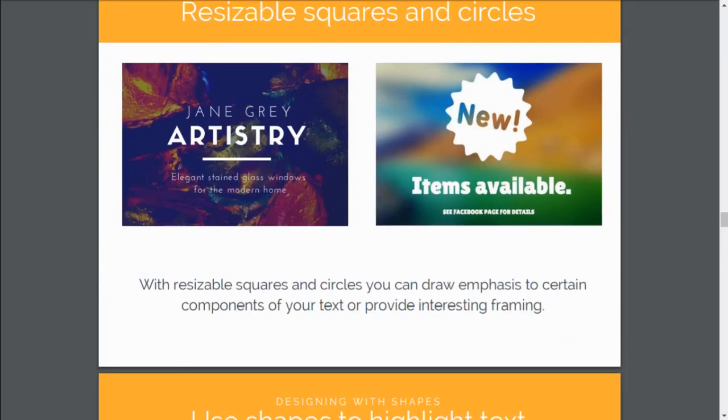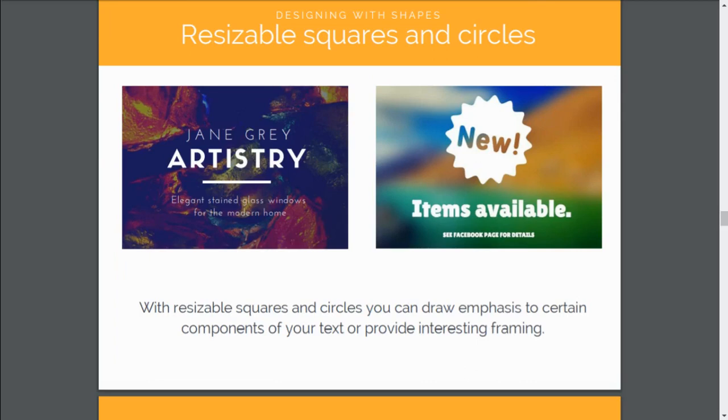Shapes. With resizable squares and circles, you can draw emphasis to components of your text or provide interesting framing. In Jane Grey Artistry, they've added a square and resized it to a very narrow rectangle to provide separation between the name of the company and its description. In the second example, new has been placed in a decorative circle, drawing immediate attention to the most important text element in the design.